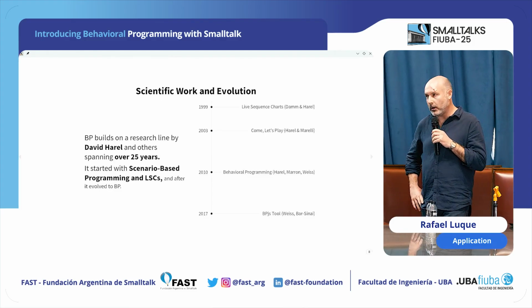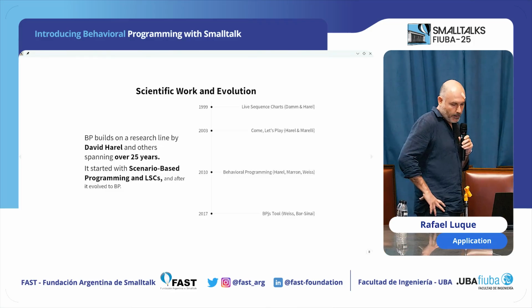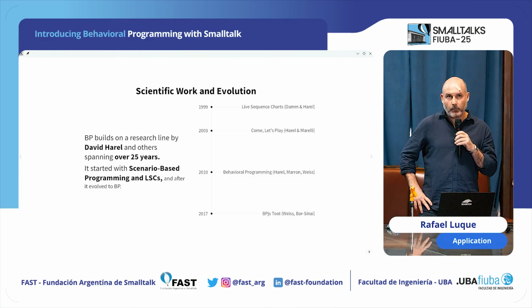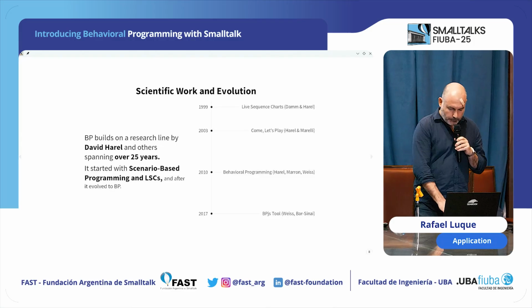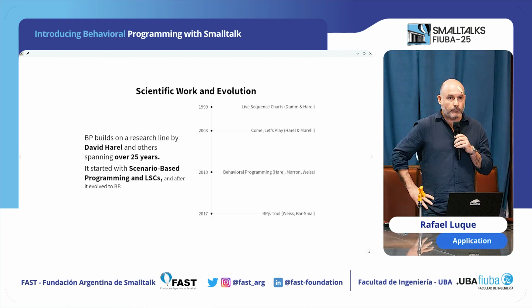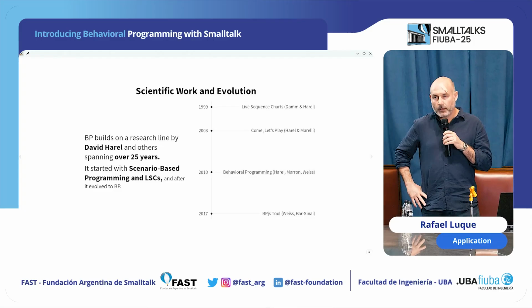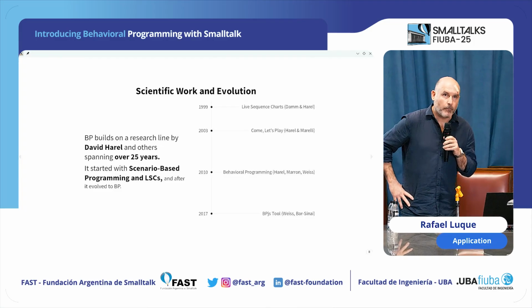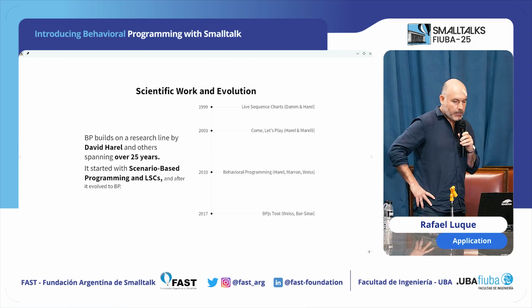Then behavioral programming was introduced in a 2010 article titled Behavioral Programming, published in the Communications of the ACM. And by that time, several implementations of this paradigm started to appear for different programming languages. For instance, we have BP for Erlang, BP for C++, BPJ that runs on the Java Virtual Machine, and BP for JavaScript. And later, in 2017, BPjs appears.